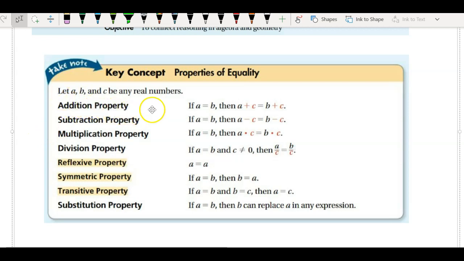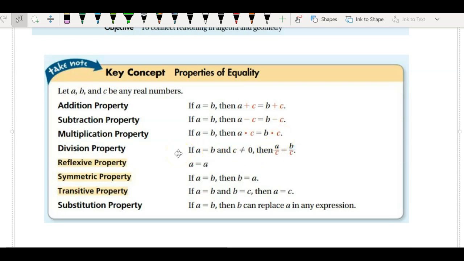So the addition property says that if A is equal to B, then if we add another number, say 2, A plus 2 is equal to B plus 2 if A and B are the same. The subtraction property: if we subtract the same number from both A and B, they're still going to be equivalent. The multiplication property: if A is equal to B and we multiply A by a number and we multiply B by the same number, then they're still going to be equivalent.